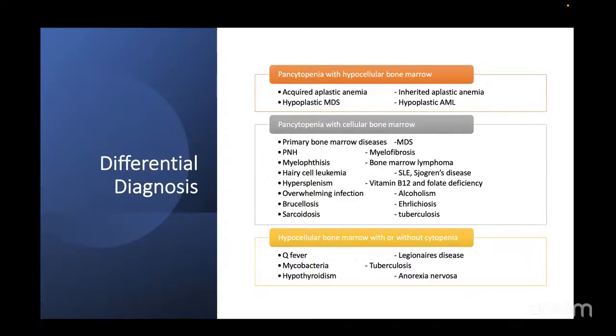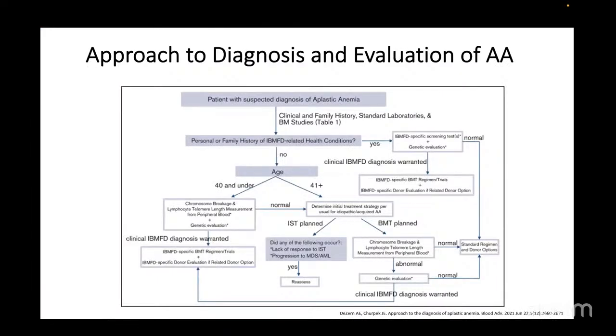So that's why a thorough general examination is a must, because cases of hairy cell leukemia, hypersplenism, bone marrow lymphoma, or even vitamin B12 deficiency for that matter, will have a certain amount of organomegaly, and they may also additionally have icterus and other findings. So that's why thorough workup, thorough general examination and history will help us pinpoint and narrow down our list of differential diagnosis. And hypocellular bone marrow without or with frank cytopenia can be seen in Q fever, hypothyroidism, TB, anorexia, mycobacterium, and Legionnaire's disease. So, a general approach to diagnosis and evaluation of the aplastic anemia.